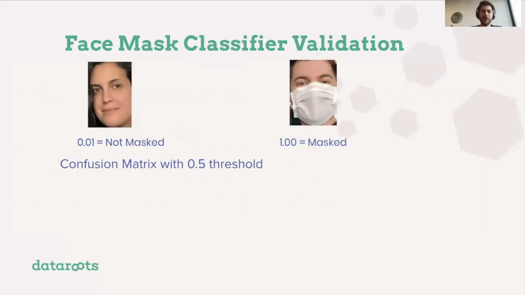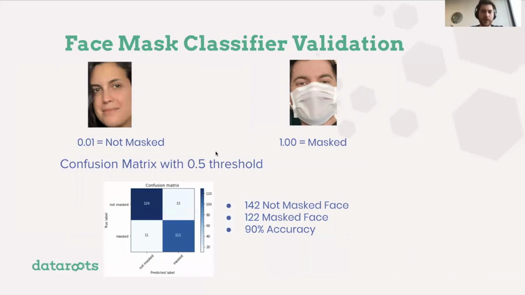So what about our classifier validation? As I said, if the score is close to 0, we classify it as not masked, and if it is close to 1, we predict the faces as masked. And at this point, we put the threshold as 0.5.